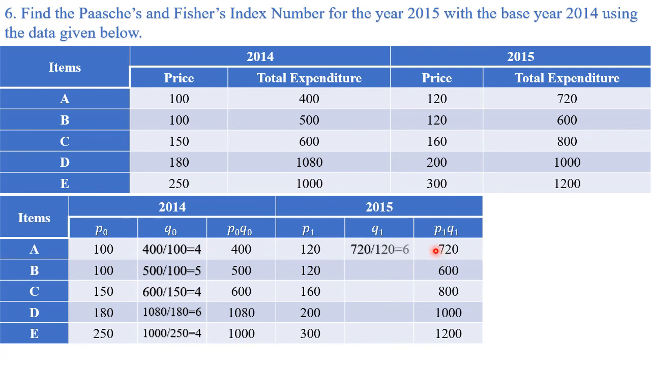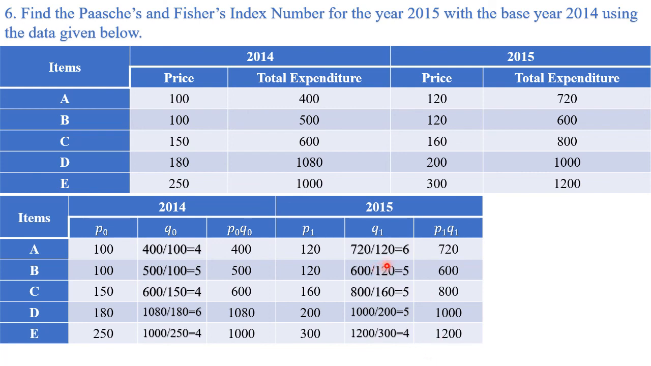Next, current year quantity. 720 divided by 120, that is 6. 600 divided by 120, that is 5. 800 divided by 160, that is 5. 1000 divided by 200, that is 5. And 1200 divided by 300, that is 4.